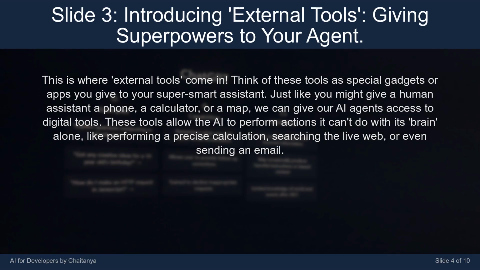This is where external tools come in. Think of these tools as special gadgets or apps you give to your super smart assistant. Just like you might give a human assistant a phone, a calculator, or a map, we can give our AI agents access to digital tools. These tools allow the AI to perform actions it can't do with its brain alone, like performing a precise calculation, searching the live web, or even sending an email.